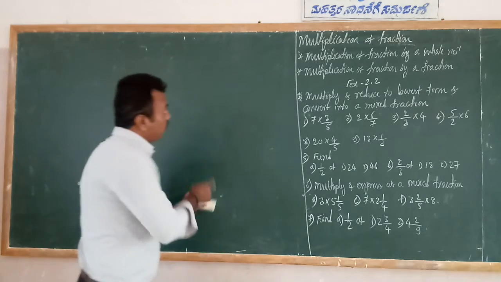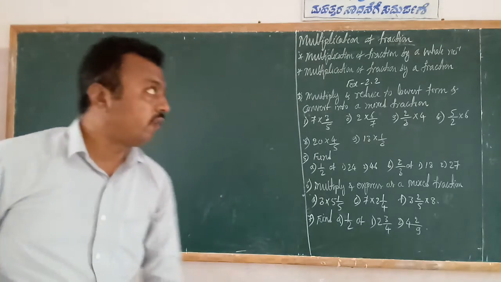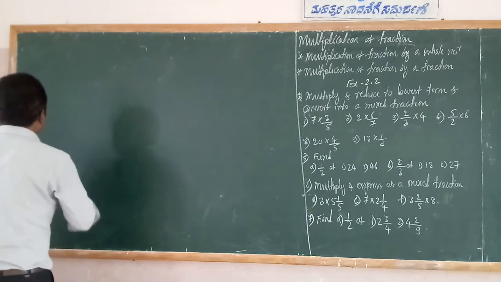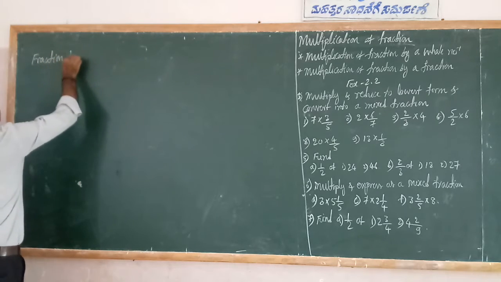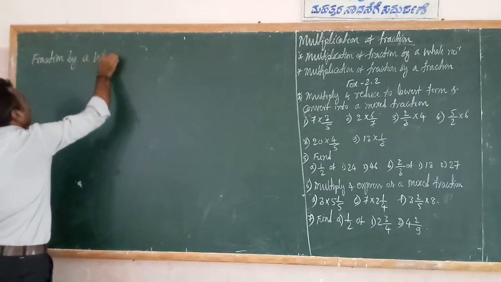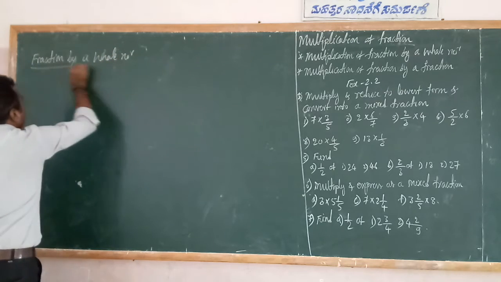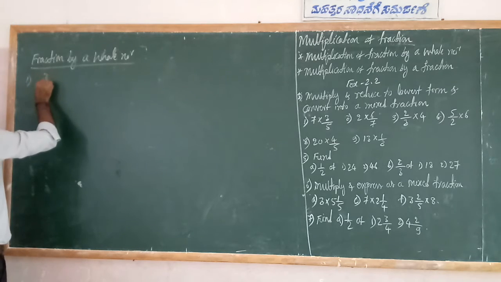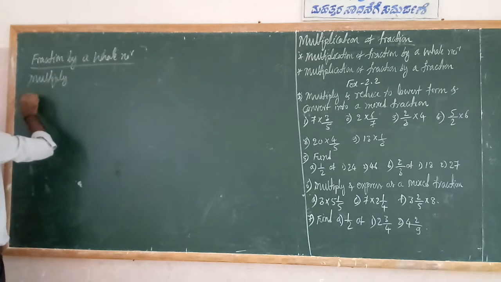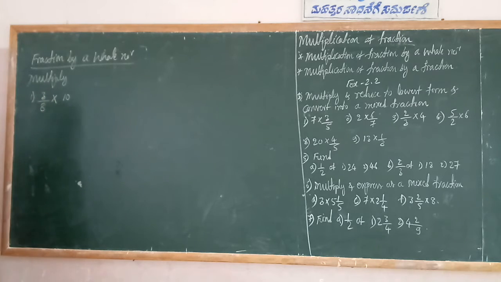So next we will go to the multiplication of fractions. First, multiplication of a fraction by a whole number. That means we have to multiply a fraction and a whole number. Take one example. See, multiply 3 by 8 into 10. 3 by 8 is one fraction. 10 is the whole number.